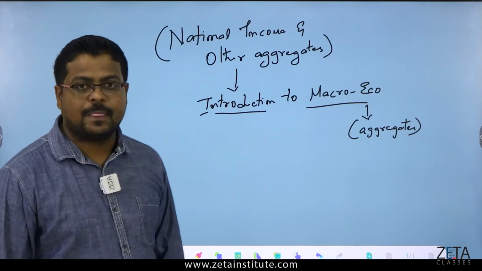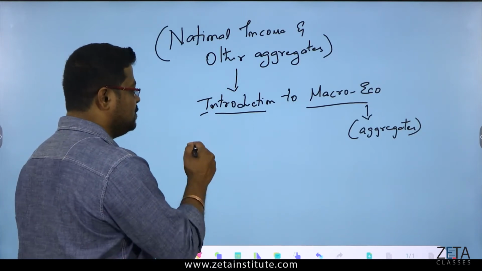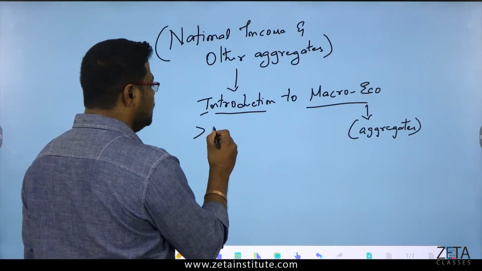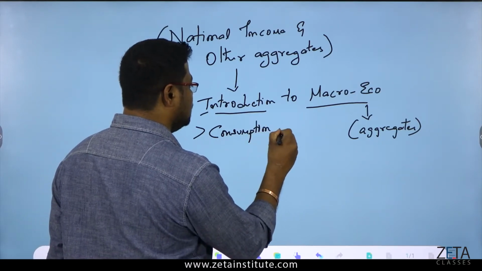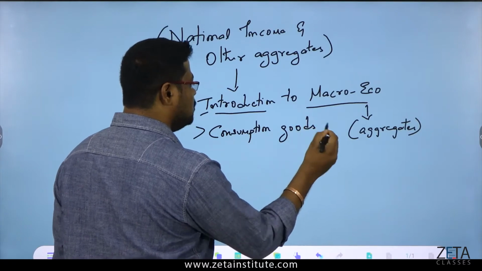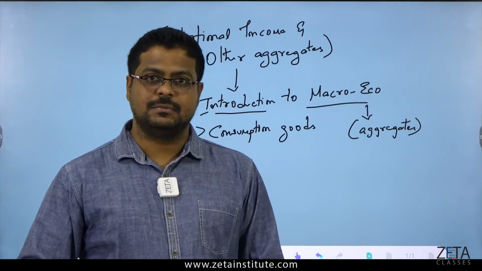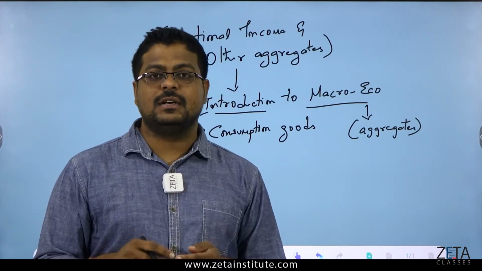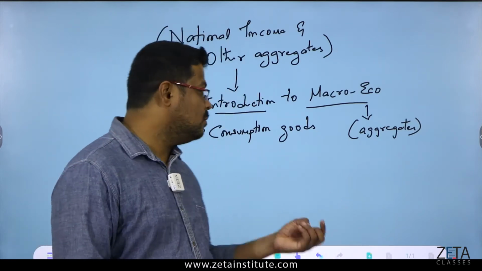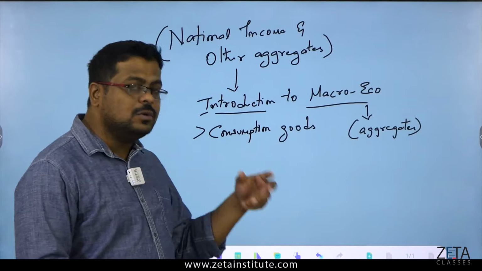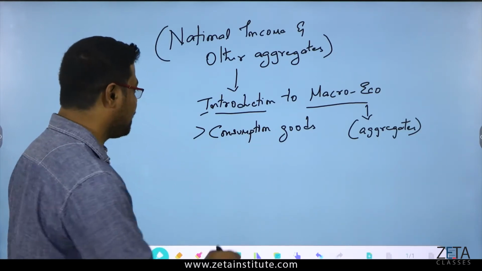Now, a few things you have to know in this macroeconomics. The first one is consumption goods. What do you mean by consumption goods? We can also call them finished goods, which are in the market to purchase. Whichever goods the customers want to purchase are called consumption goods, or finished goods.